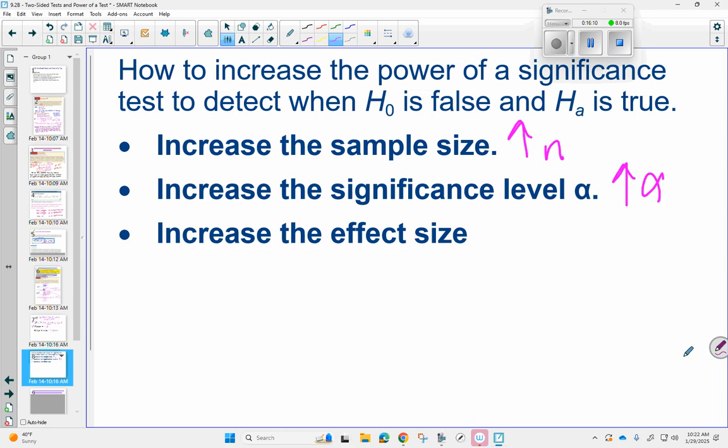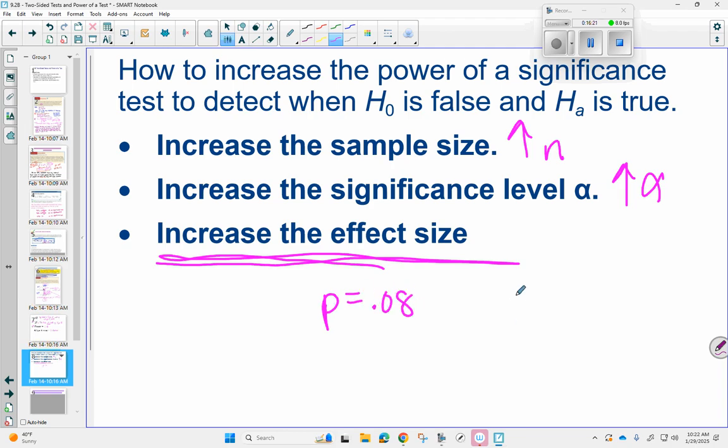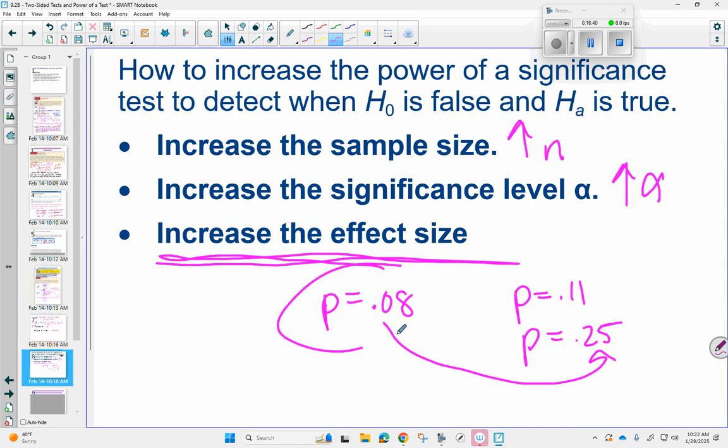And this last one is called the effect size. Increase the effect size. In other words, if the null is 0.08 and the truth is 11%, what if there's actually 25% bad potatoes? Am I even more likely to reject the null if it's further from the truth? Yeah. If I have 25% bad potatoes, I'm super likely to reject my null. So if the difference between the null and the truth increases, then you're more likely to correctly reject. Obviously, I don't know if you can always control that. But if there's a big difference between the truth and the null, you're more likely to reject.